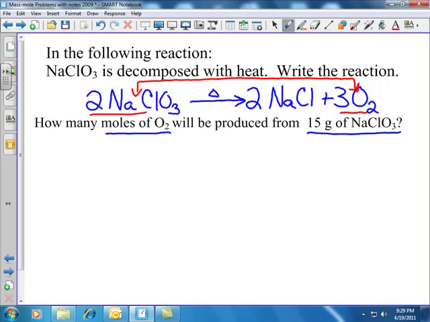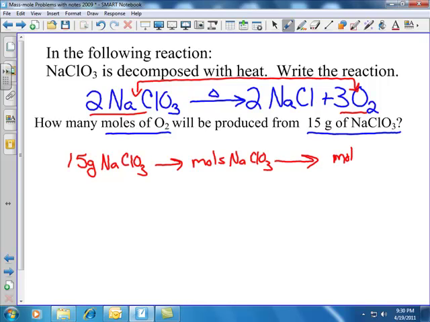Okay, so again, I'm actually going to stop and have you do a thought process here. I need to take this 15 grams of NaClO3, and what do I need to do with it? Well, I need to change it to moles. So I want to change this to moles of NaClO3, and then I want to change the moles of NaClO3 to moles of O2. Okay, so that's the thought process that I want to go through.